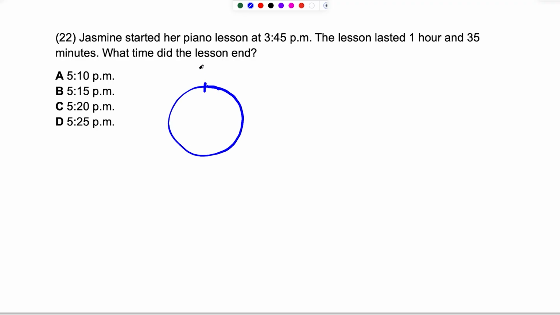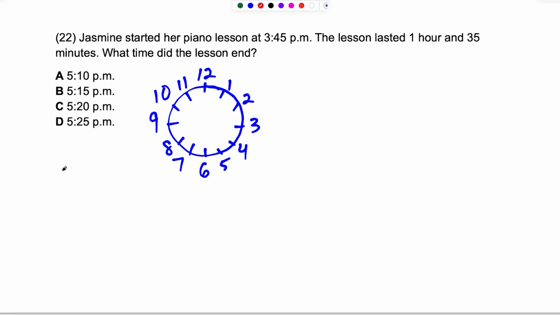And in the top spot here is 12. And then we have 1, 2, 3 is to the right. And then we have 4, 5, 6 is at the bottom. 7, 8. And then 9 is to the left. And then we have 10, 11, and it brings us back to 12 when we go one more. Okay, and it keeps going around and around like this.